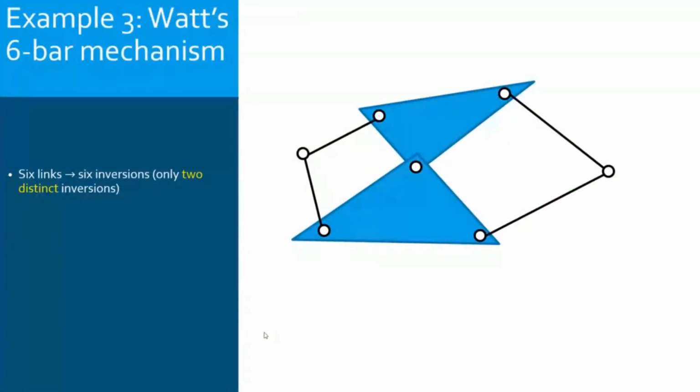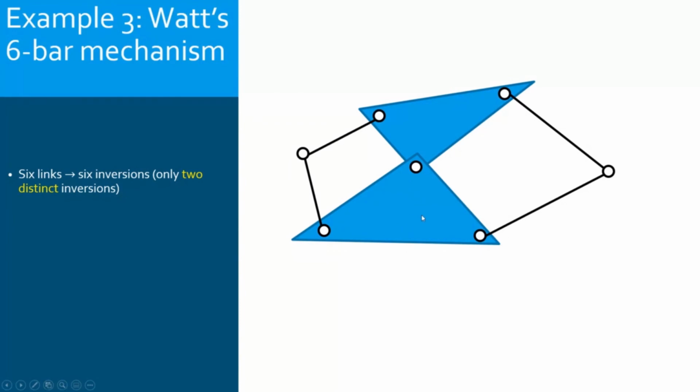Okay, now let's see what a 6-bar mechanism is. How many inversions do you expect? The mechanism is almost symmetric. I have two ternary links, okay, and two bars on each side.